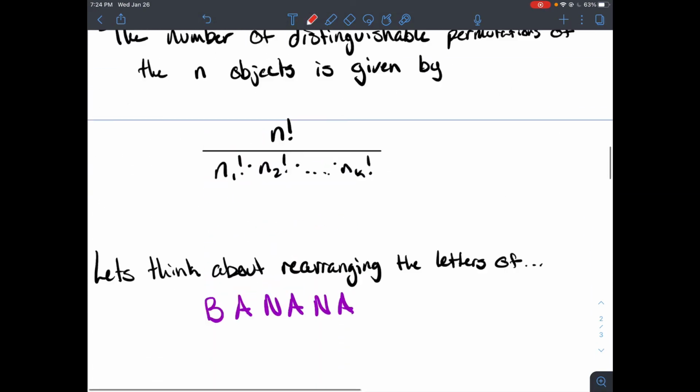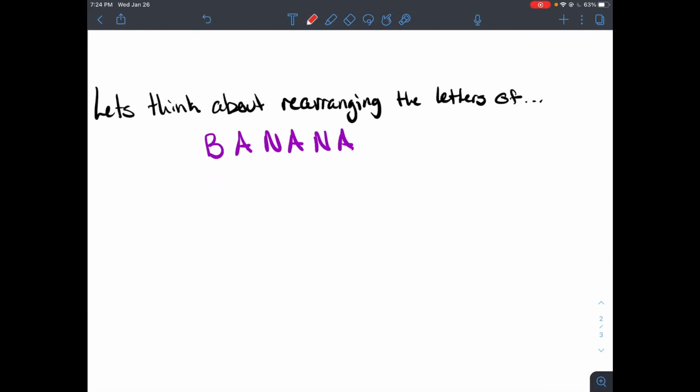Let's think about rearranging the letters of banana. So we can notice in the word banana that we have, of our A's, we have 3. We have 2 N's. And then our B's, we have 1.